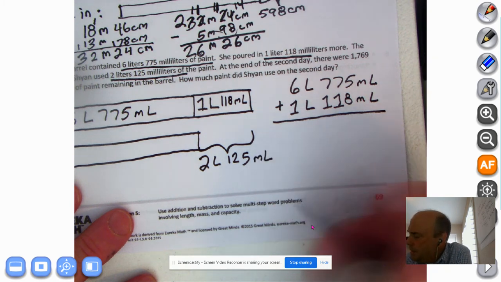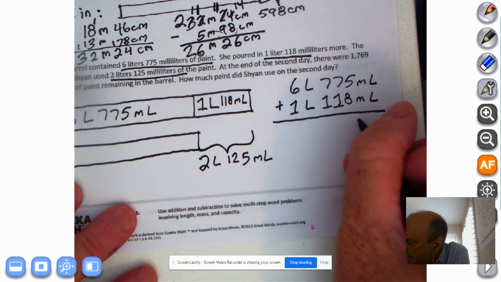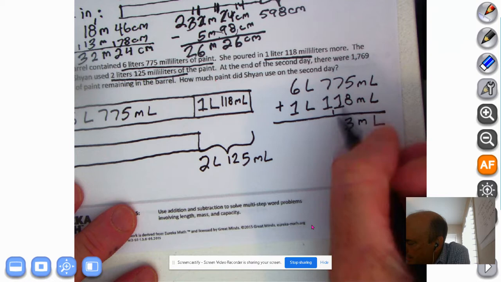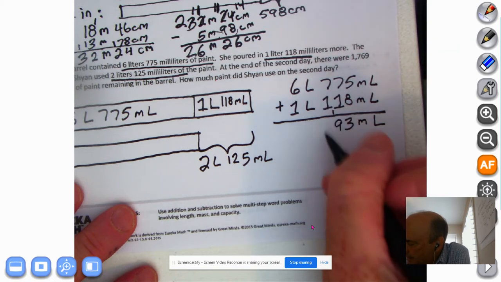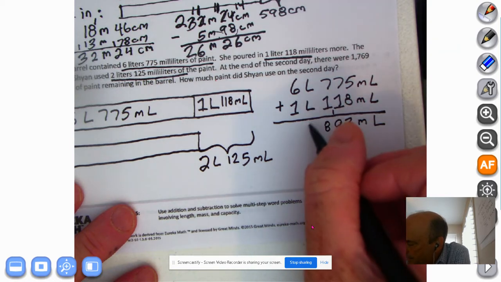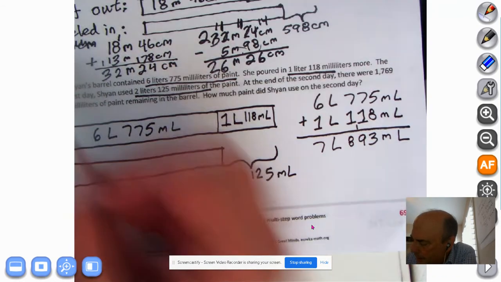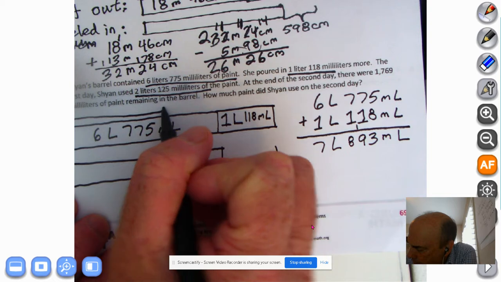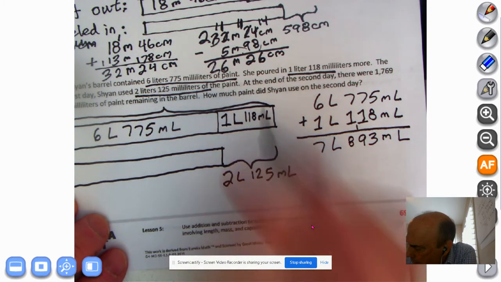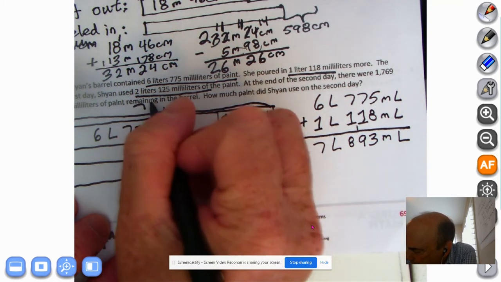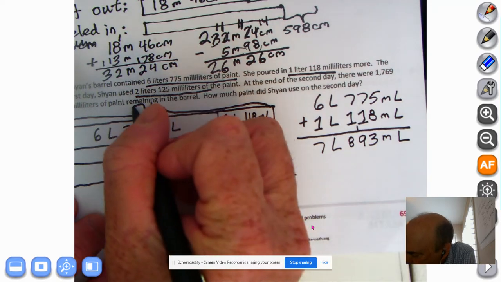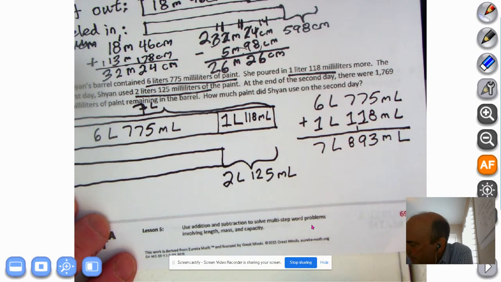Welcome back. I hope you did this problem on your own and aren't just being copycats. 5 plus 8 is 13. I'm going to put my little 1 here. 7, 8, 9. Bring down my L for liters, and 6 plus 1 is 7. So you have 7 liters, 893 milliliters. I'm going to put a bracket here. They just don't give us enough room for these complicated problems.